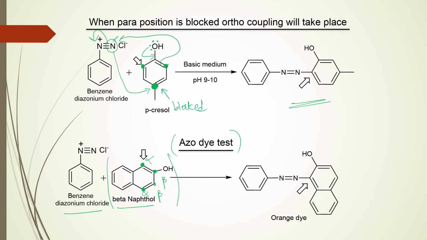So the preferential site for the coupling reaction between this and this is what? This particular alpha carbon. And the reason for this alpha position for the coupling reaction is that this gives rise to some stable intermediate during the course of the reaction. And the final product, the color of the final product is orange color.